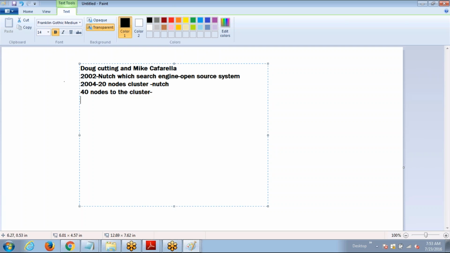At the same time, in the 2004-2005 period, Google released a white paper called GFS, which is nothing but the Google File System. And one more thing, MapReduce.